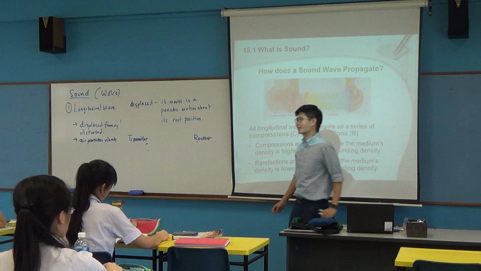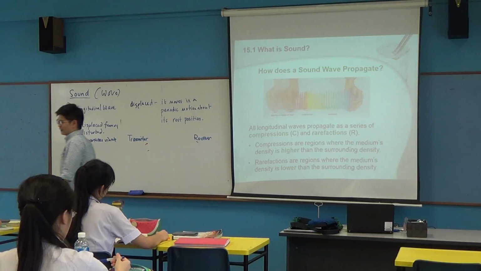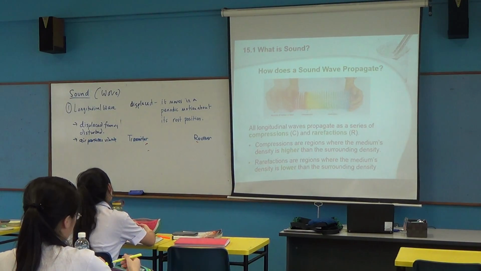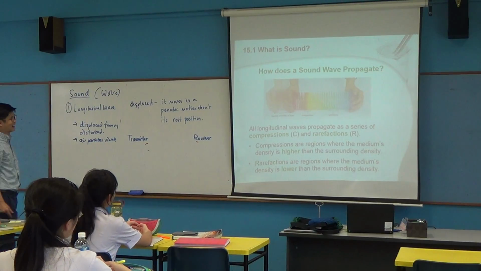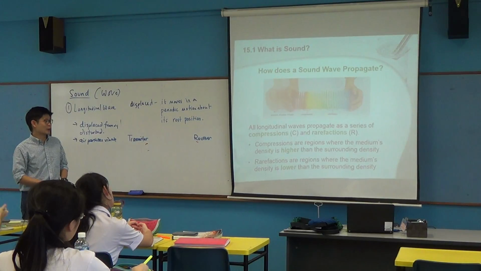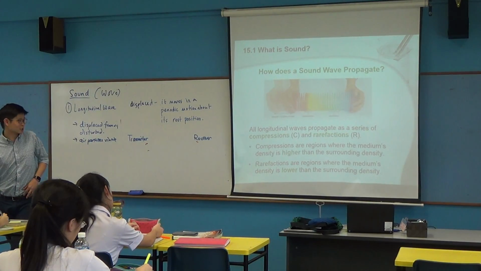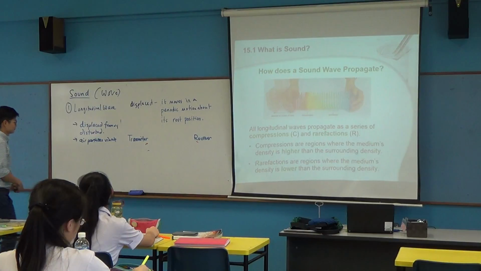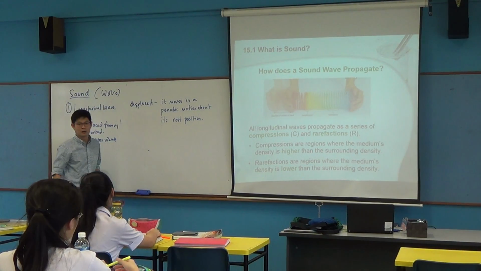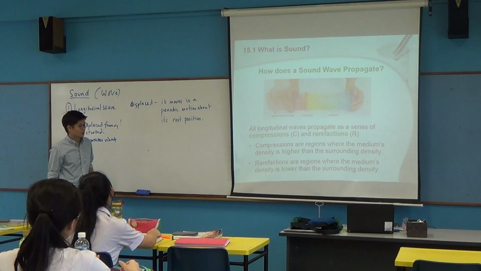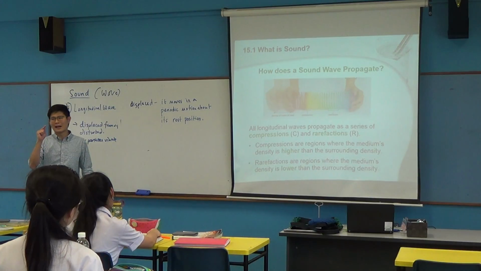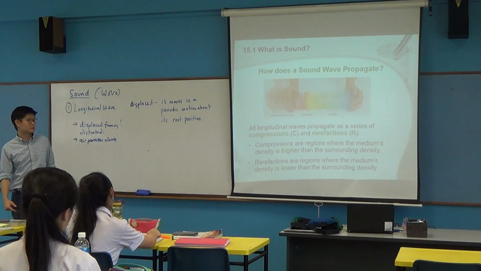This is the part where you need to be able to understand quite clearly. Compressions are regions where the medium density is higher than the surrounding density. Rarefactions are regions where the medium density is lower than the surrounding density. Note this now, I think it should be in your book. Oh, okay. Let me explain why the book wrote air pressure and on my slide it says medium density.